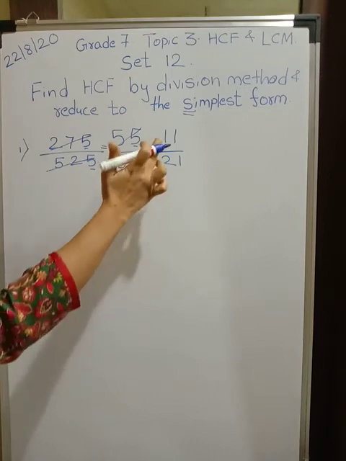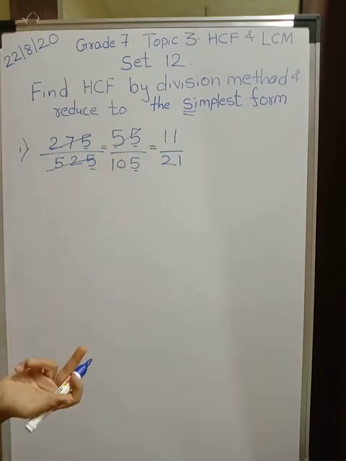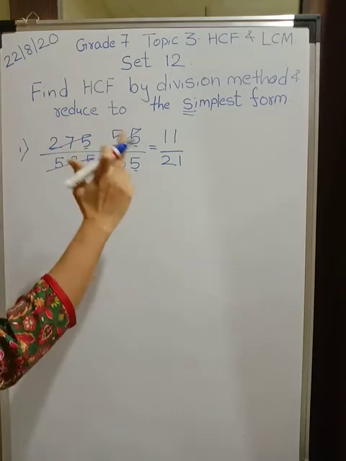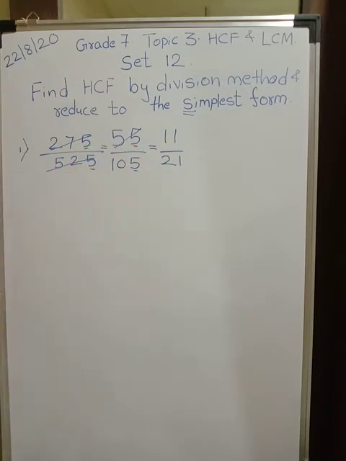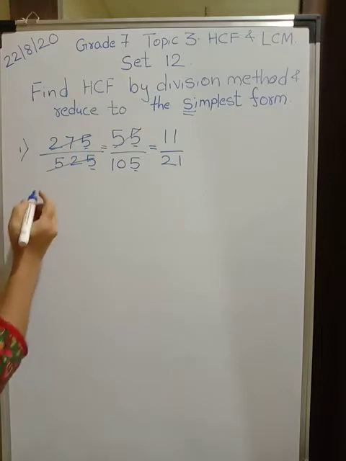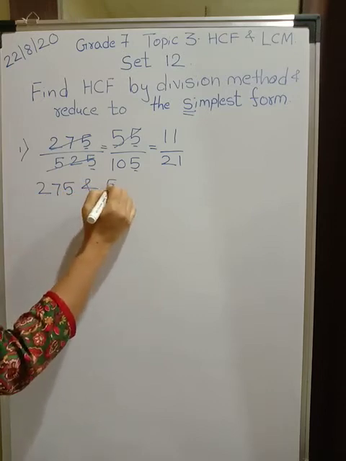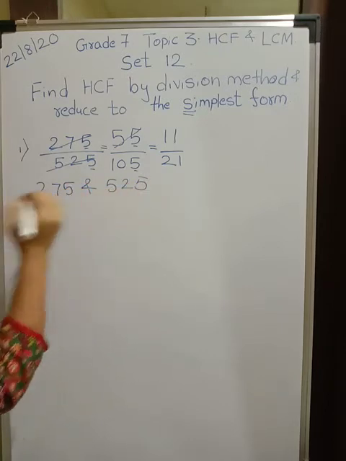Simplest form and reduced form are one and the same. So 275 upon 525, its simplest form is 11 upon 21. Now we have to find HCF of two numbers, 275 and 525. These are the two numbers given.